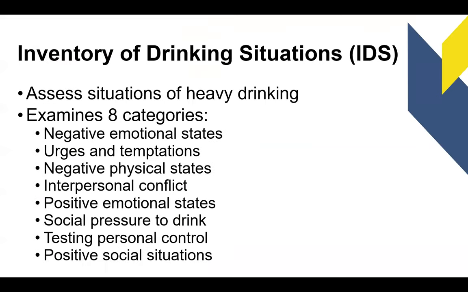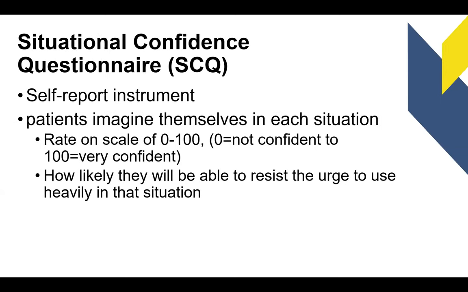There's also the inventory of drinking situations. Again, I'm not as familiar with this, but you can see it really is trying to look specifically at 8 different categories related to one's alcohol use. The situational competence questionnaire. Again, I think this is maybe like a relapse prevention assessment tool, looking at how likely it is that they would. Nora says she uses the timeline on the medicine wheel. Yeah, perfect.